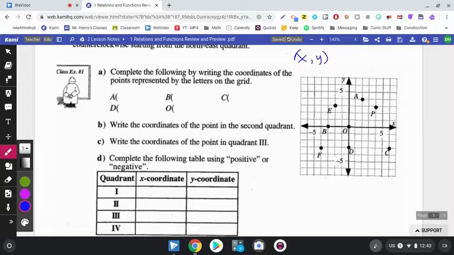So A. Well, A, along from the center, which is called the origin, A would be over 2. Okay, so I would have a point of positive 2, comma, and it goes up 1, 2, 3, 4. So A has an ordered pair or a coordinate pair of 2, comma, 4. X is 2, y is 4.